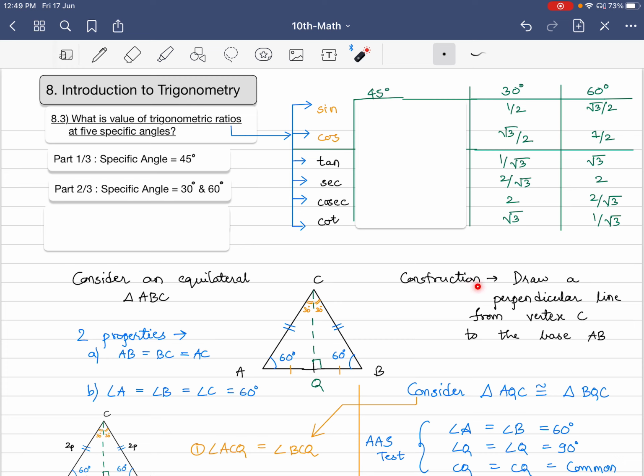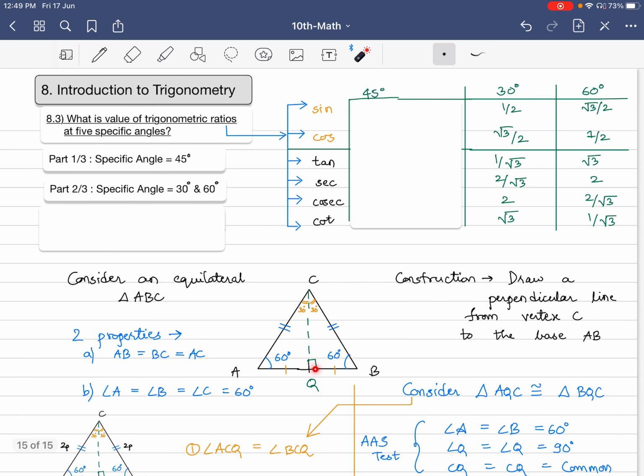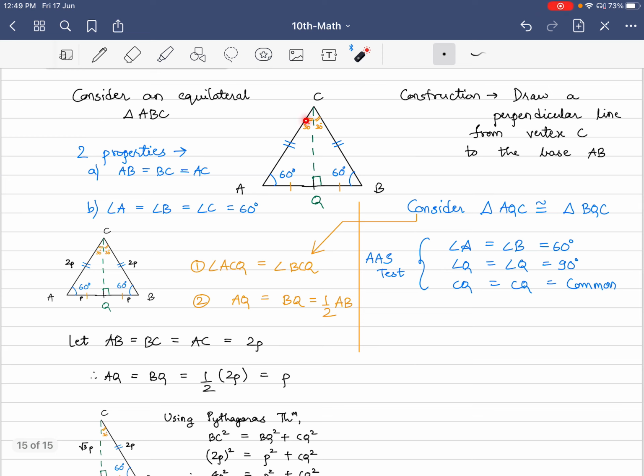Then we did this construction. This is an important part in the entire video. We did this construction of drawing a line CQ perpendicular, very important, 90 degree to AB. And then after doing so, we proved that these two triangles, these two half triangles, are congruent to each other by using the AAS test. And once we proved that these triangles are congruent to each other, there are two observations from that. One is these two angles are equal to each other, so they each become 30 degree now. And second is that AQ is equal to BQ, which is half of AB. So Q becomes the midpoint of this side AB.